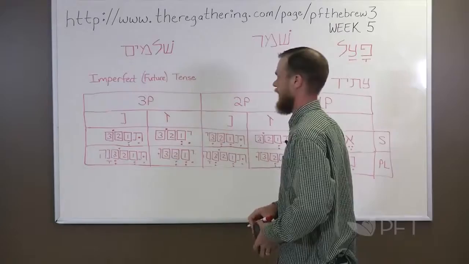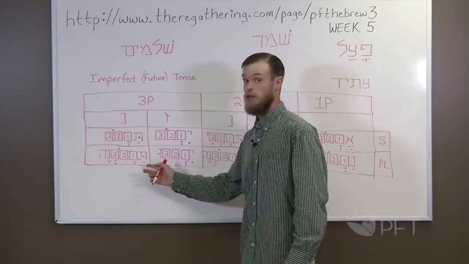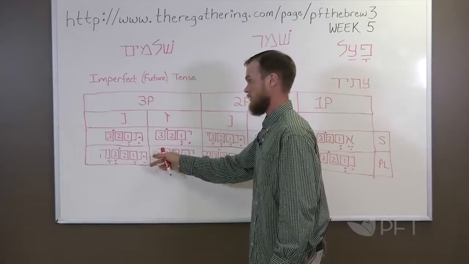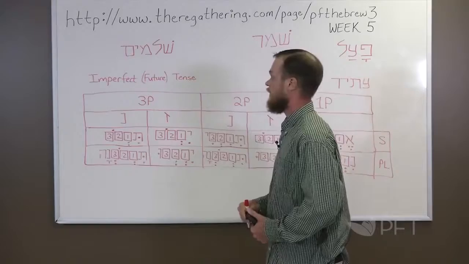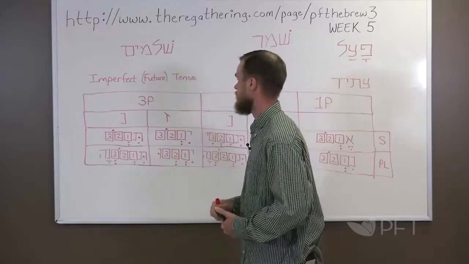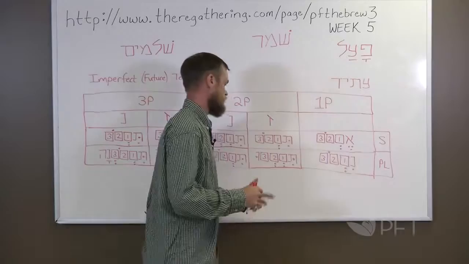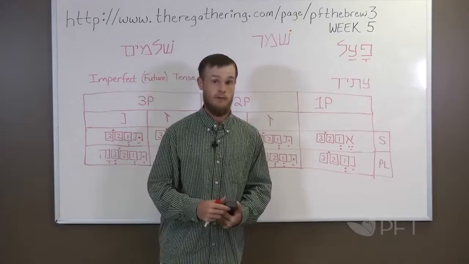The first difference you'll notice between the future tense and the past tense is that in the third person, in the past tense, there is one verb that covers the plural of both masculine and feminine. So this line was absent from the past tense conjugation chart, and it is present here. So in the future tense, there is a differentiation between masculine and feminine in the third person plural. That's the first difference. And the future tense relies primarily on prefixes to differentiate between different verb conjugations. There are some suffixes, but the past tense relies on suffixes. The future tense relies primarily on prefixes.